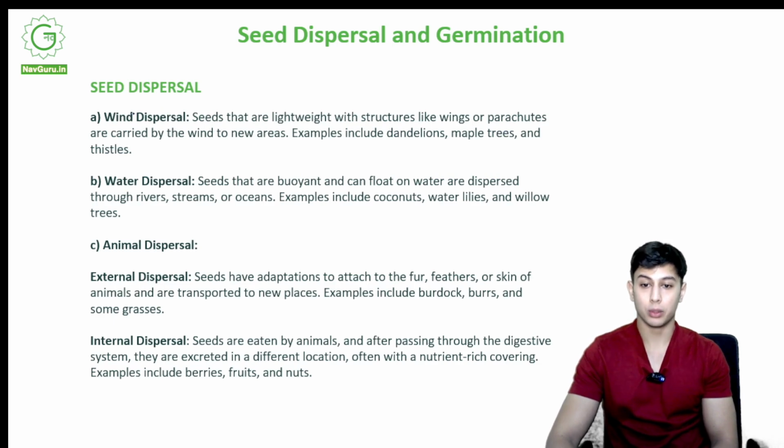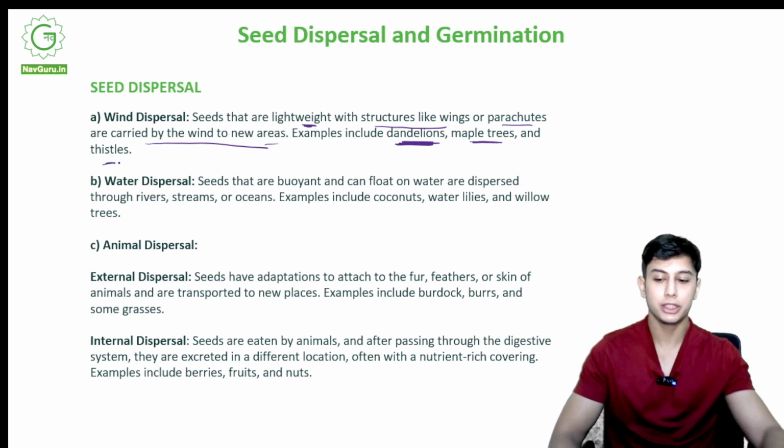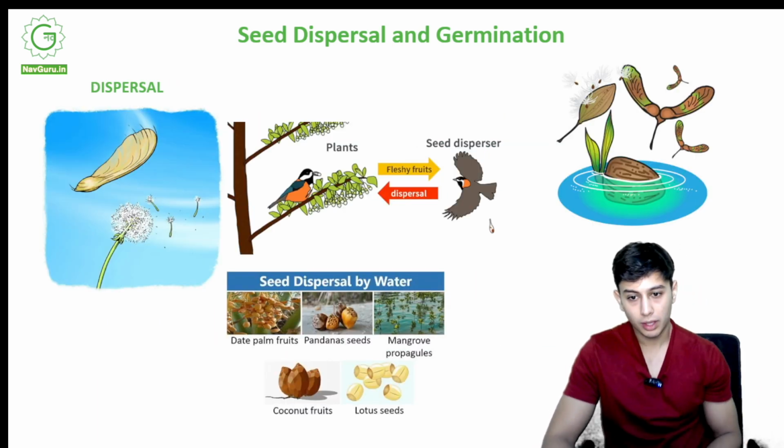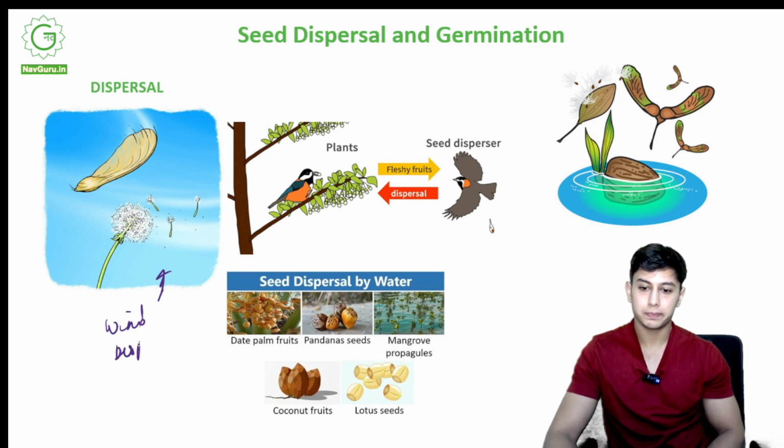Dispersal by wind. Seeds that are lightweight with structures like wings and parachutes are carried by the wind to new areas. Example, dandelions, maple trees and thistles. Let me show you. This is an example of wind dispersal. See the diagram. This is a dandelion.